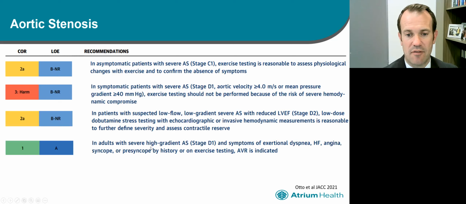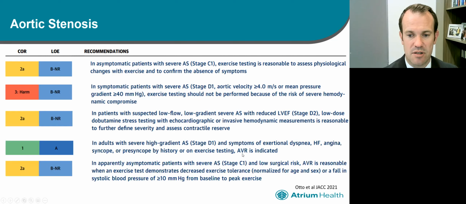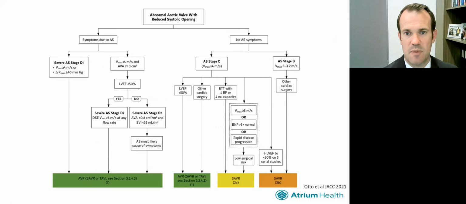For adults who have severe high gradient AS and symptoms either at rest or with stress testing, then an AVR is indicated. And in people who are asymptomatic with severe AS, if they have a drop in their blood pressure by greater than 10 millimeters of mercury, or they have a reduction in the functional capacity, this again is an indication for aortic valve replacement. So the bottom line is our stress testing informs our management of these people.